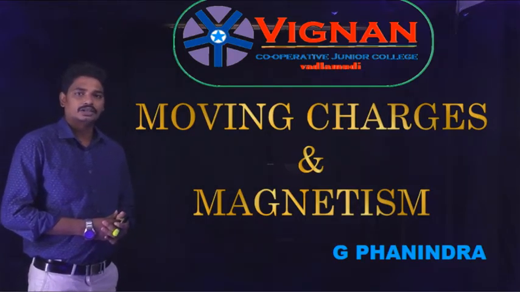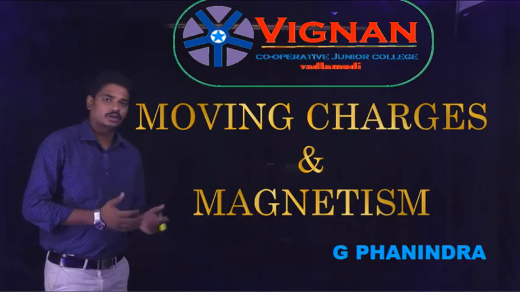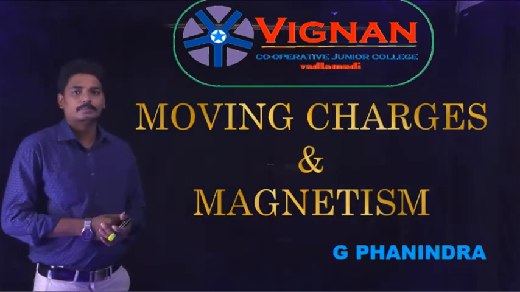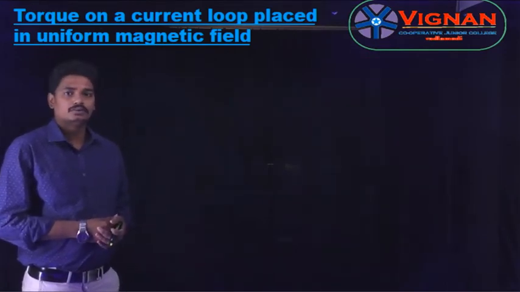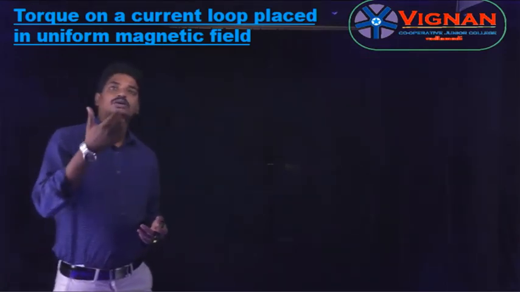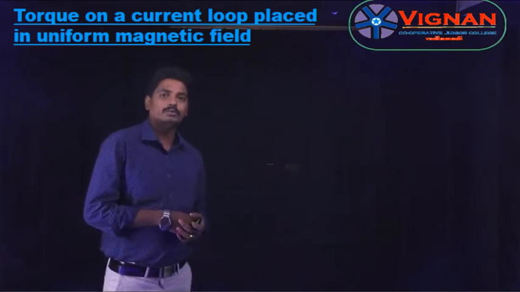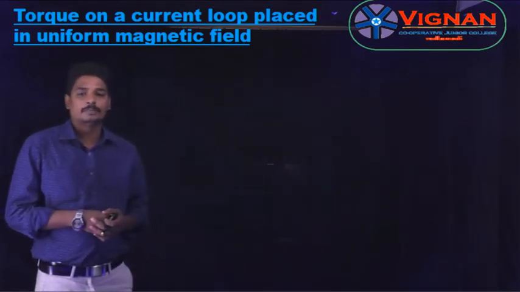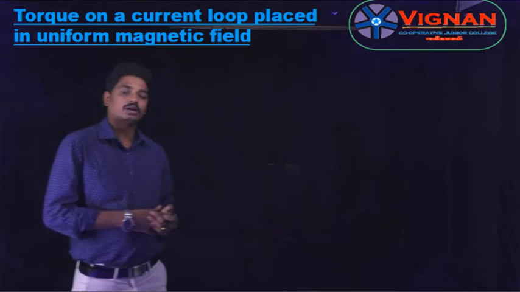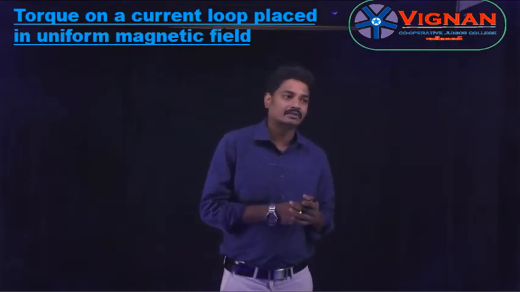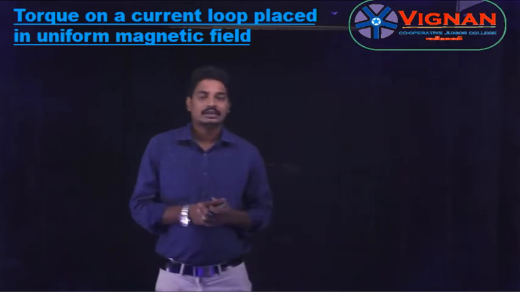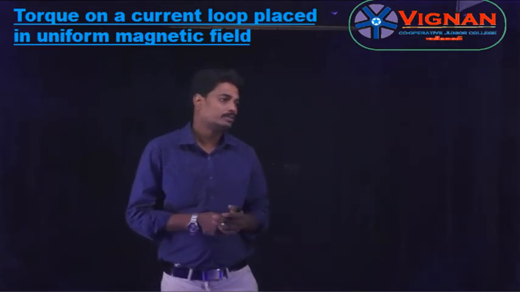So let us continue our discussion in the topic moving charges and magnetism. In this session of our video, let us discuss torque on a current loop placed in a uniform magnetic field. Torque acting on a current loop when placed in a uniform magnetic field. For that, let us consider a current loop.